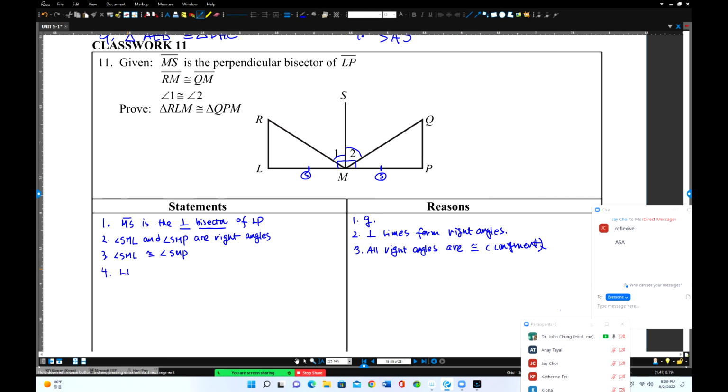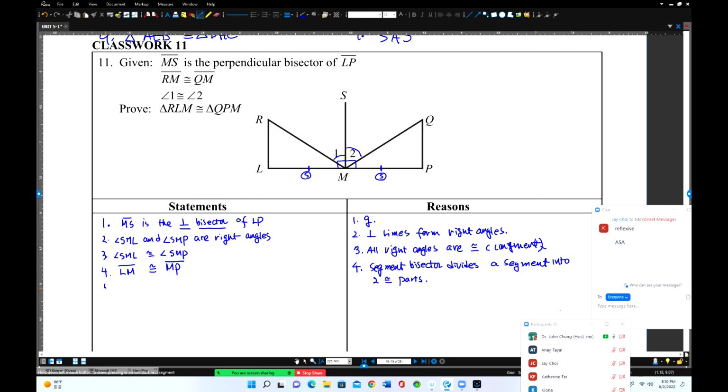Side LM is congruent to MP, right? These two sides are equal. What's the reason? Segment bisector, right? MS is the segment bisector now. A segment bisector divides a segment into two congruent parts. Now you've got the one side.